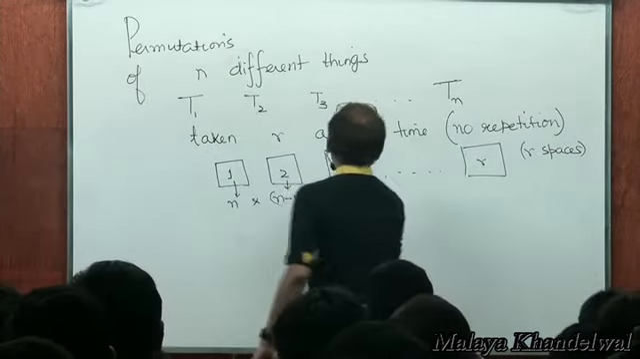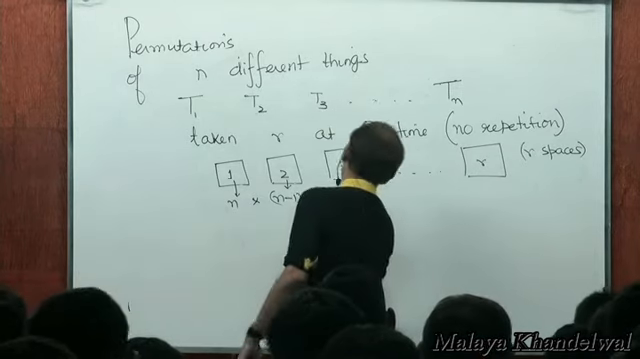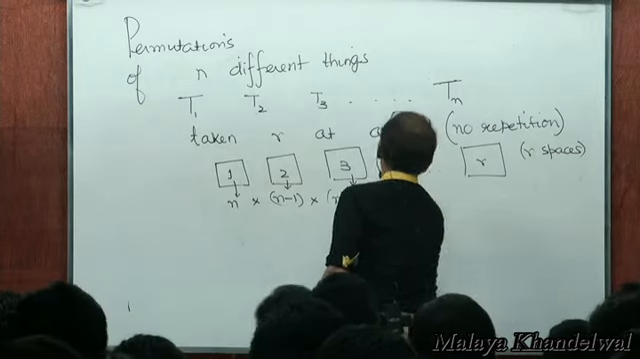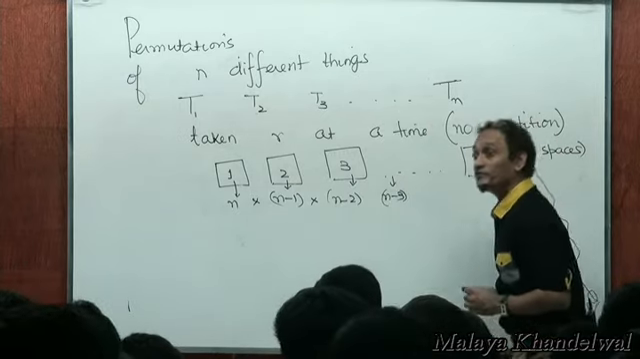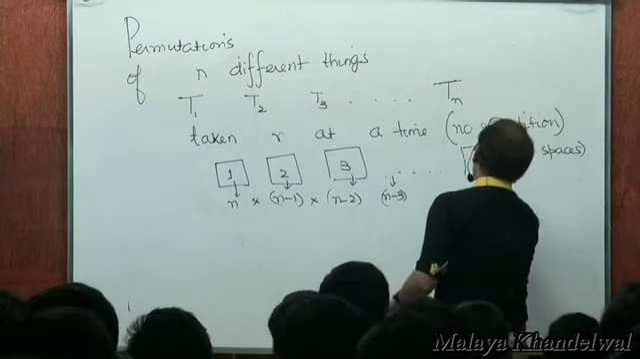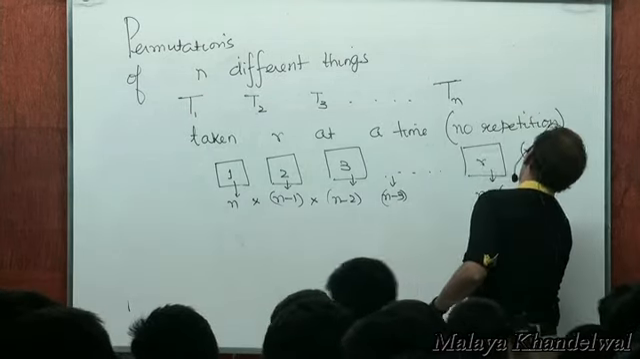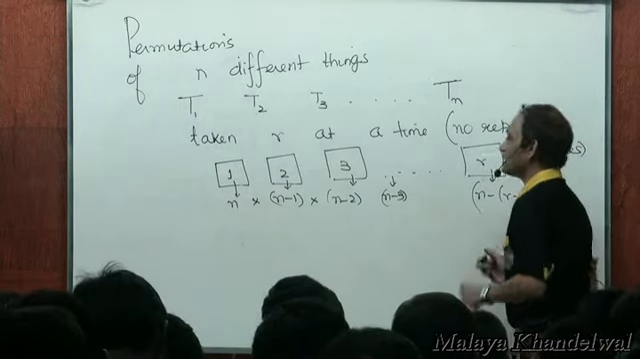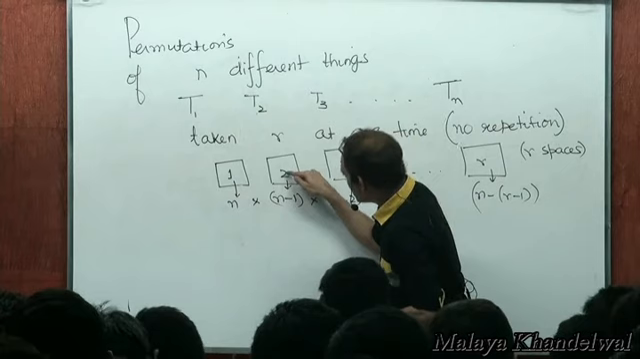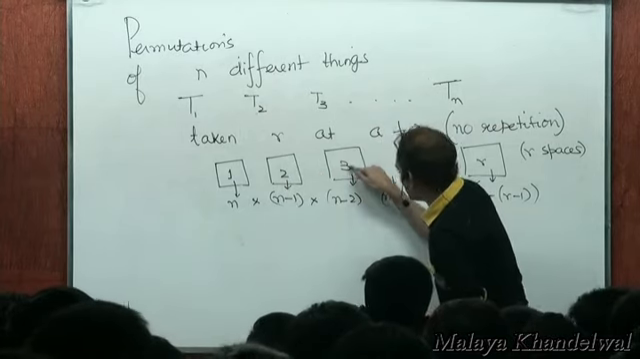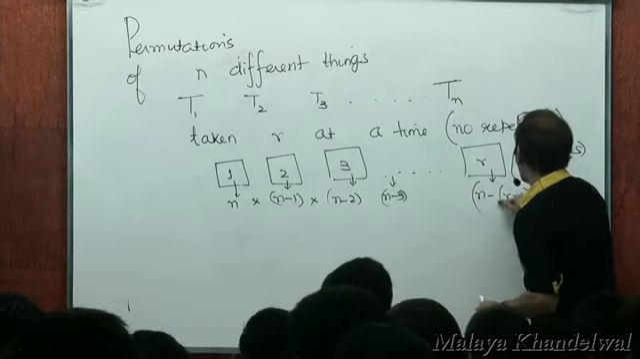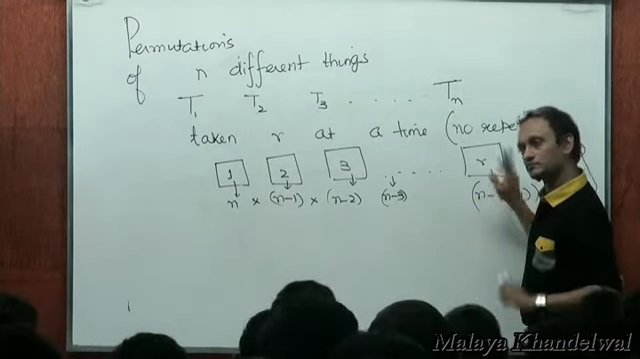Then to fill up the third space, n minus 2. To fill up the fourth space, n minus 3. To fill up the fifth space, n minus 4. So to fill up the rth space, n minus (r minus 1). See? This is n minus 0. This is 1 less than this. This is 1 less than this. This is 1 less than this. This would be n minus (r minus 1), that is, 1 less than r.